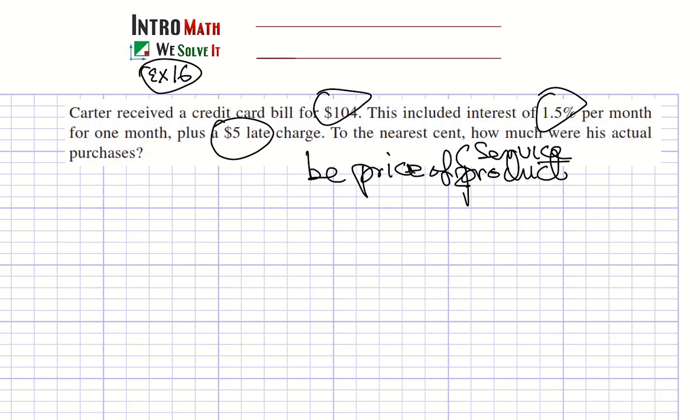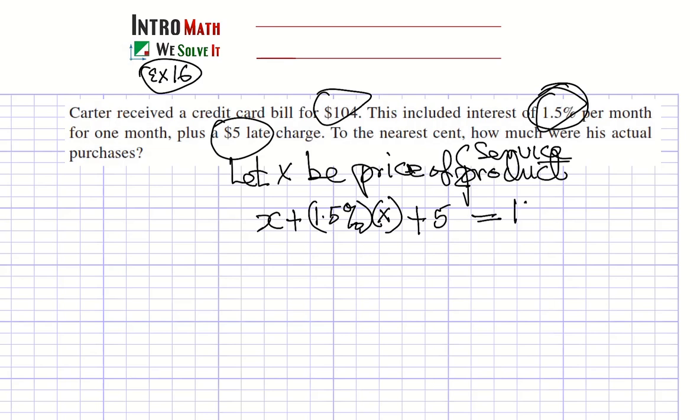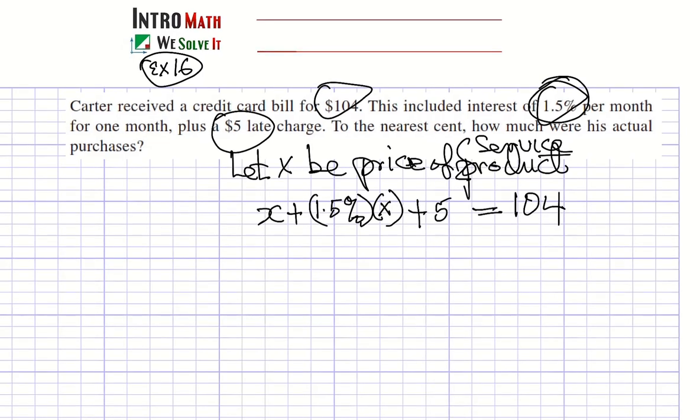Okay, let X be the price, okay? And then this is the same thing we did before. And then you have X plus he's gonna have to pay that fee, plus 1 point... I cannot write this way. It doesn't hurt. So 1 times X, okay, plus the late fee, which is $5. All that equals 104. So try to understand the problem now, and then you won't have any issue.